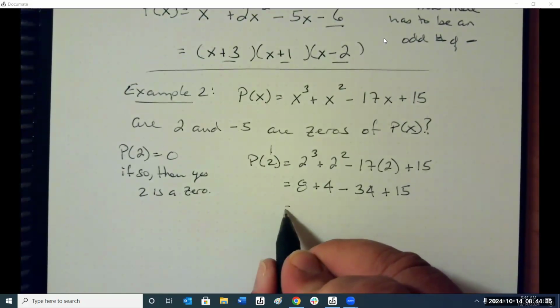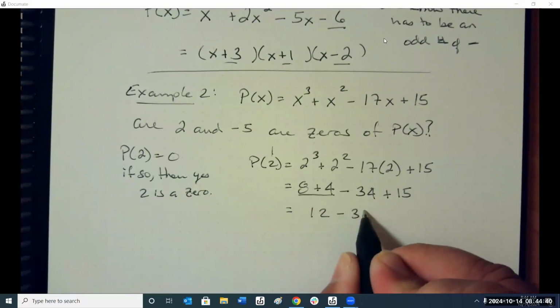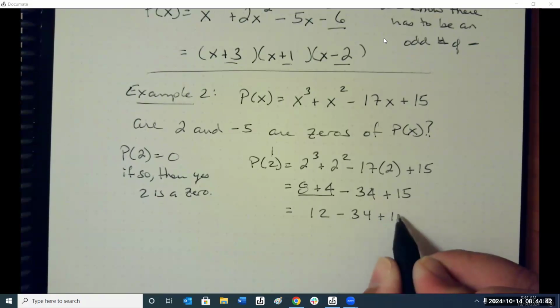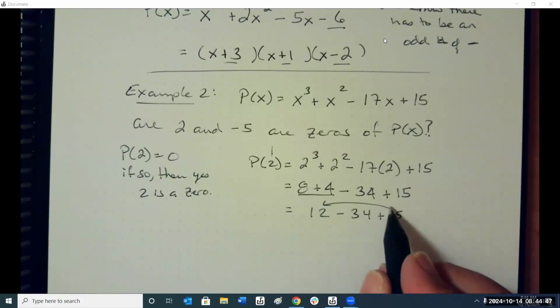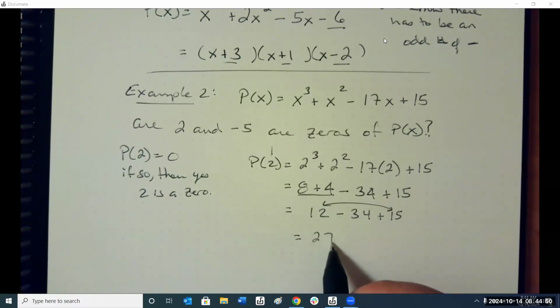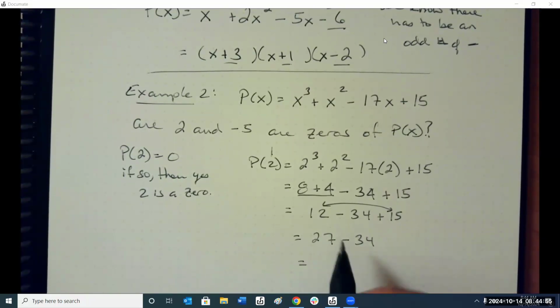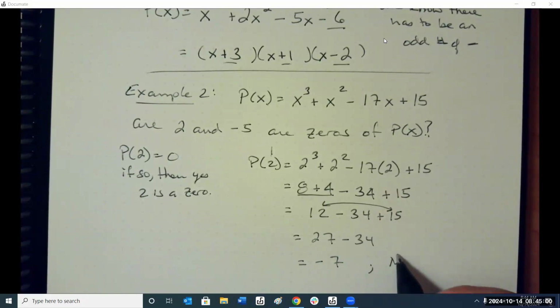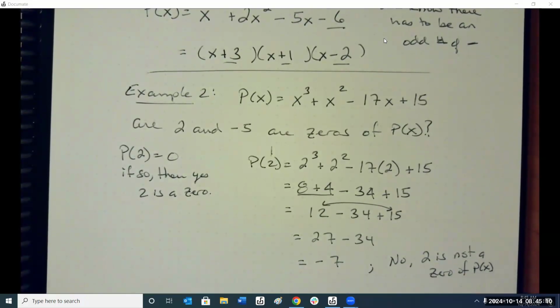Now combine like terms. We have 8 plus 4 is 12. Minus 34 plus 15. Let's do the pluses. 12 plus 15 is 27. 27 minus 34 is -7. So no, 2 is not a 0 of our polynomial p of x.